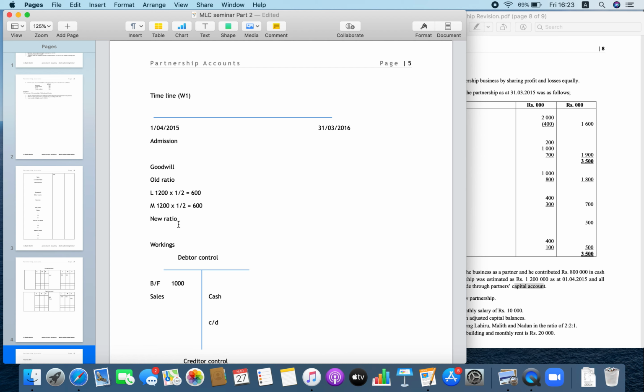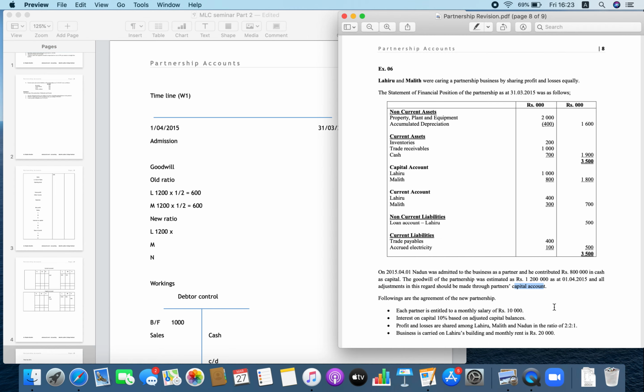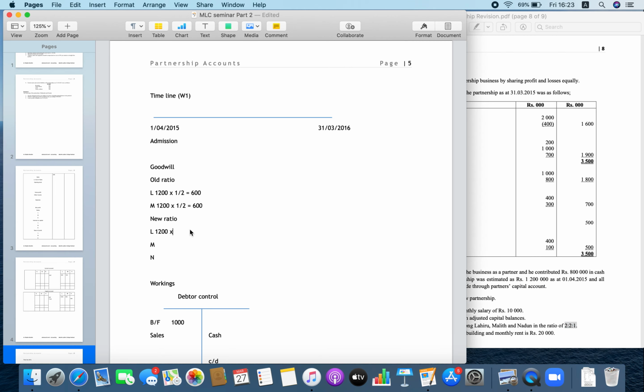Right, then guys, new ratio as we all know now, there are 3 partners, Lahiru, Malit as well as Nadun. So the goodwill guys again doesn't change, it's 1200. Now we need the new ratio. As you can see over here, the new ratio is now 2:2:1. So take that one, 2 divide the whole thing by 5, right, that will be 480. And then we have Malit. He's also 1200 into 2/5, which will now be 480. And finally we also have Nadun, which is 1200 into 1/5, which will now be 240.